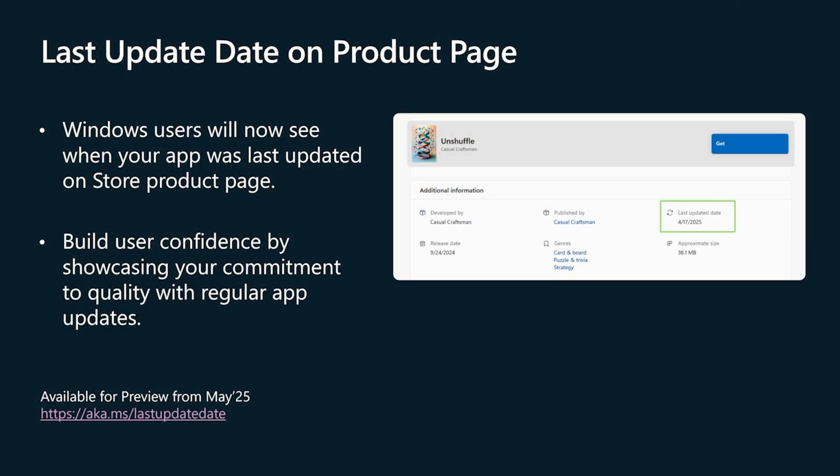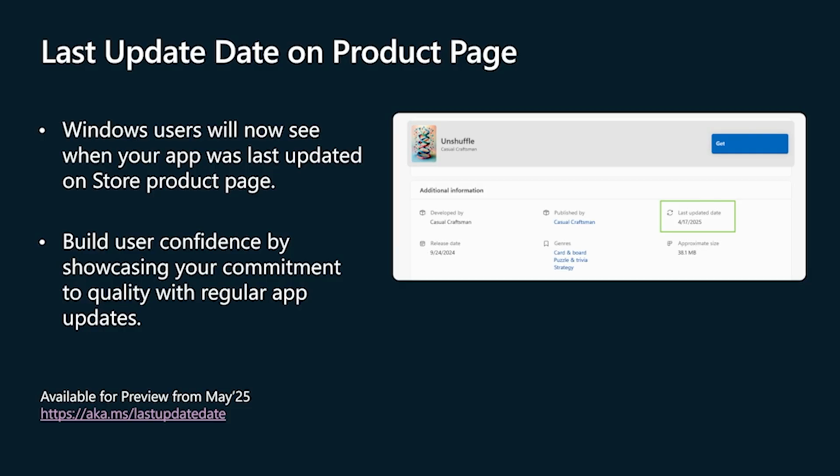This next improvement is a highly requested developer feature. The product page for your app or your game will now show when your app was last updated. This small, tiny detail has a huge impact building user confidence. I've always said that updating your app frequently is a great way for you to show your commitment to quality, and now you're finally going to get credit for it.